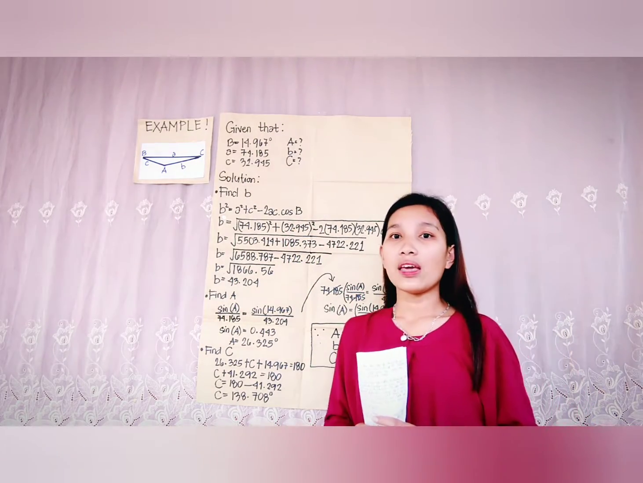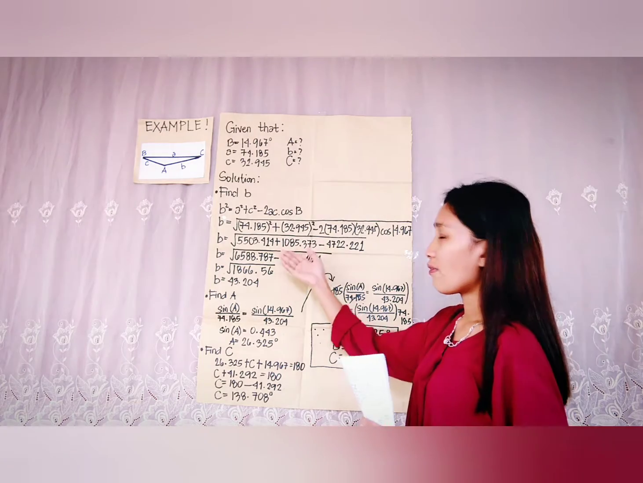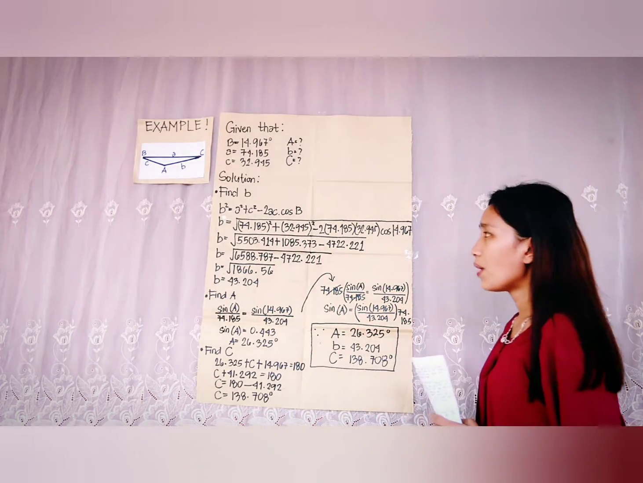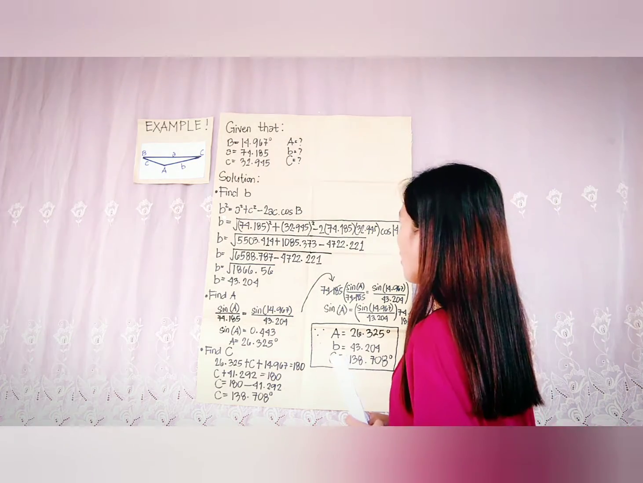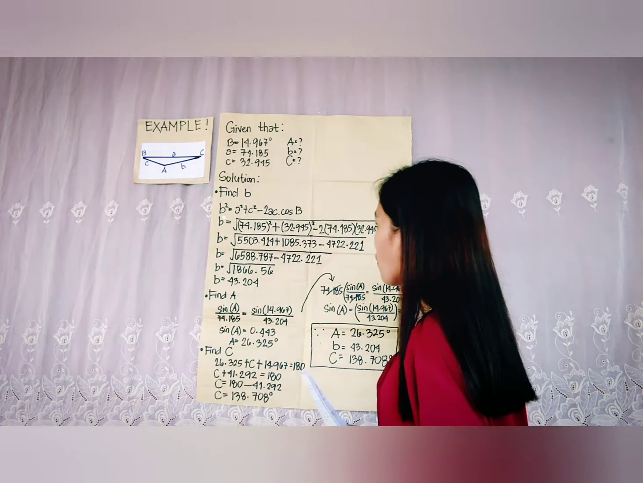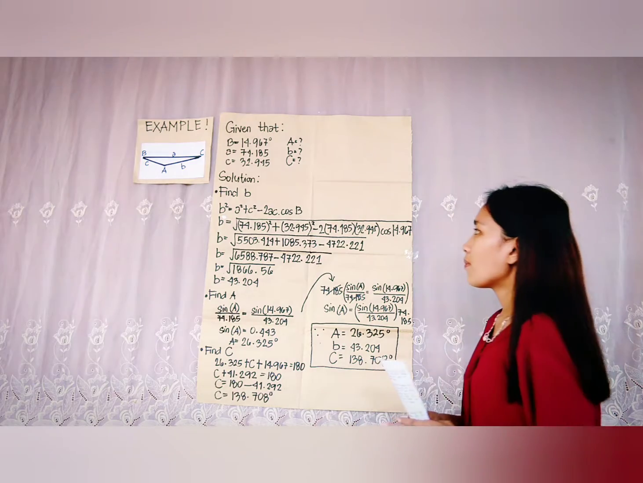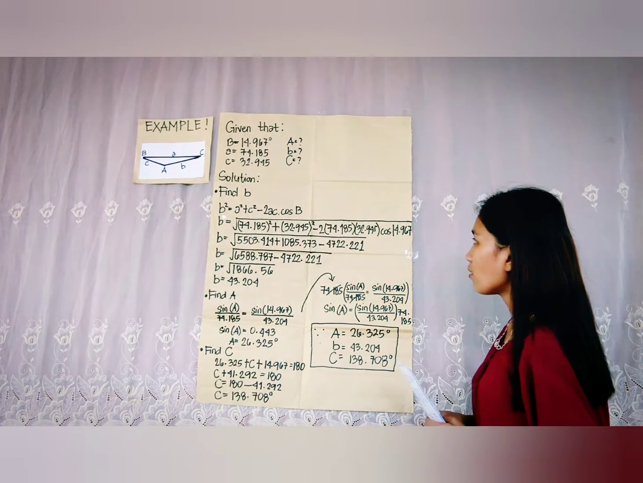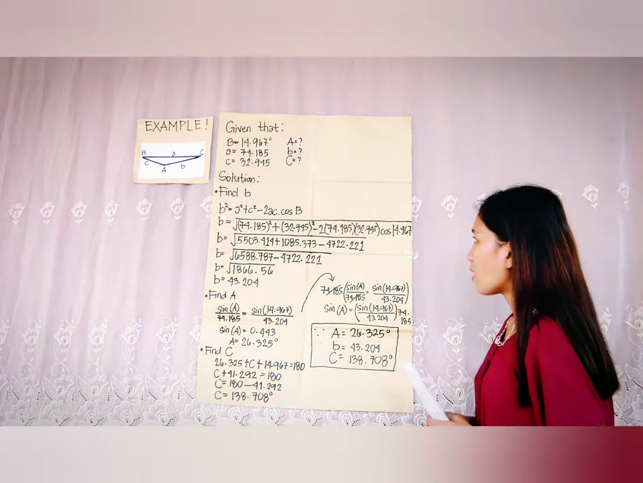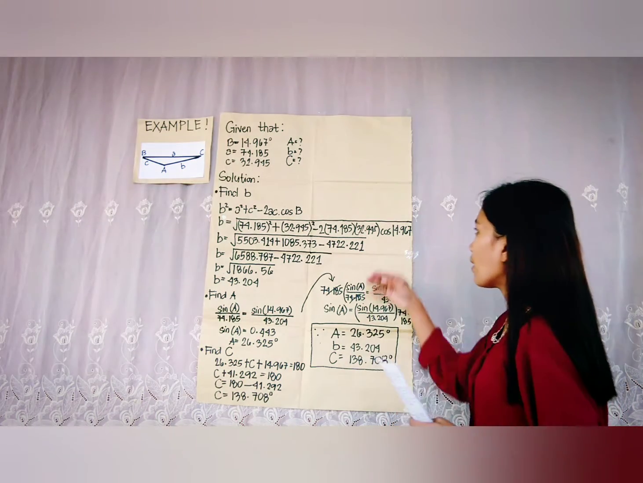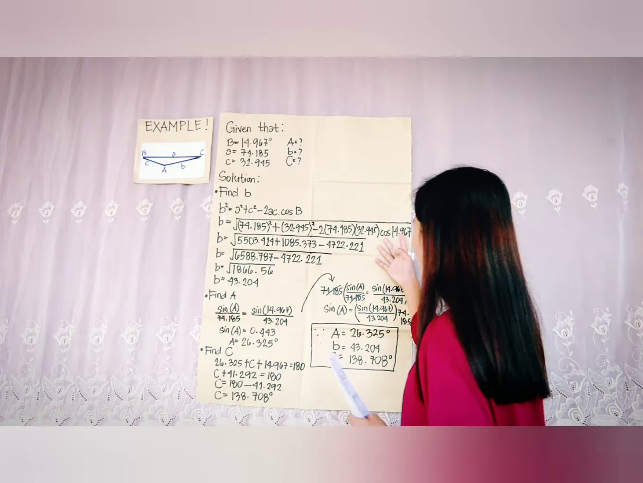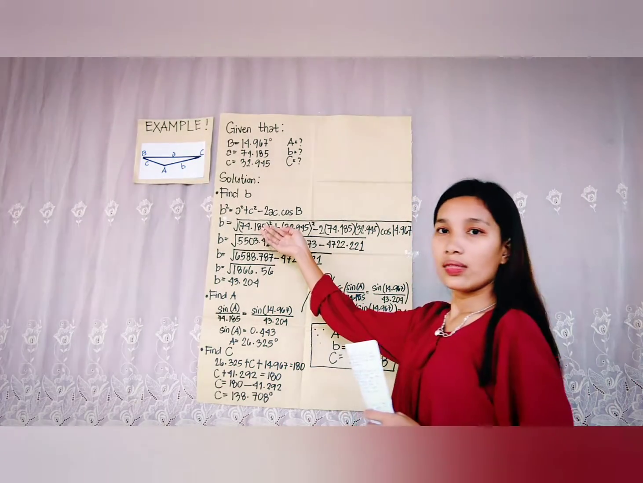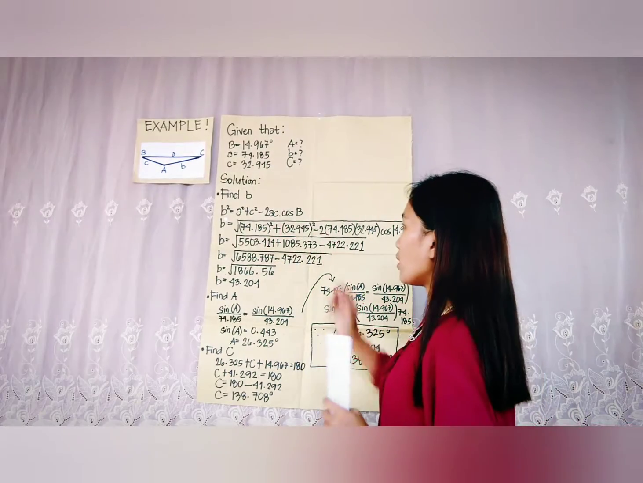Now, we simply substitute the given value in the formula. So B is equal to the square root of 74.185 squared plus 32.945 squared minus 2 times 74.185 times 32.945 times cos 14.967.